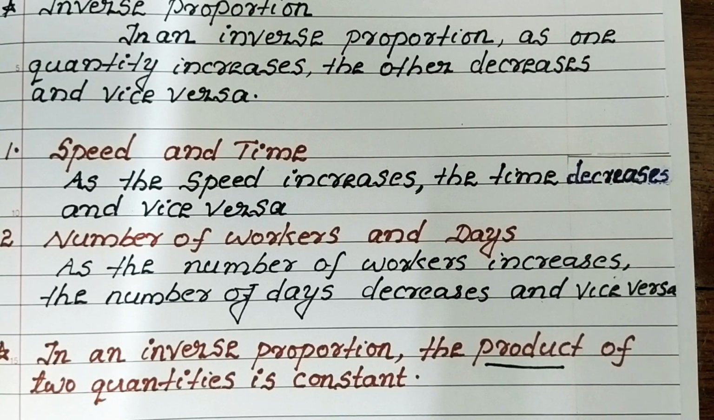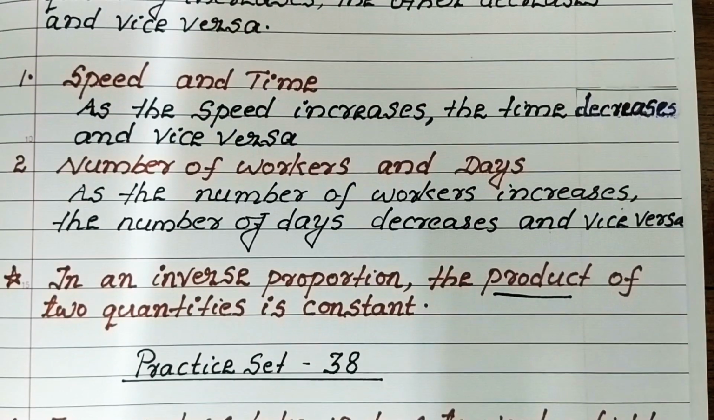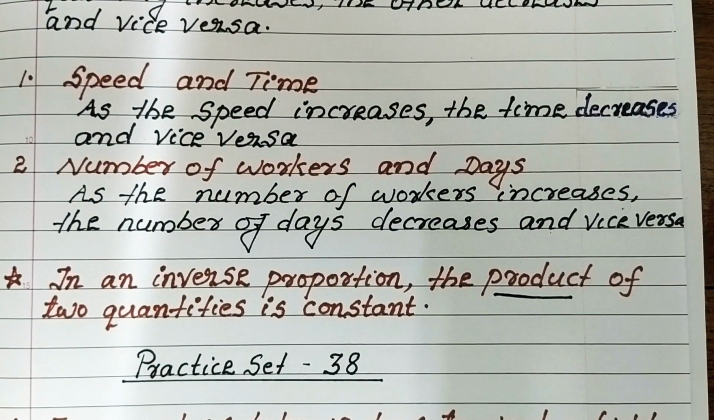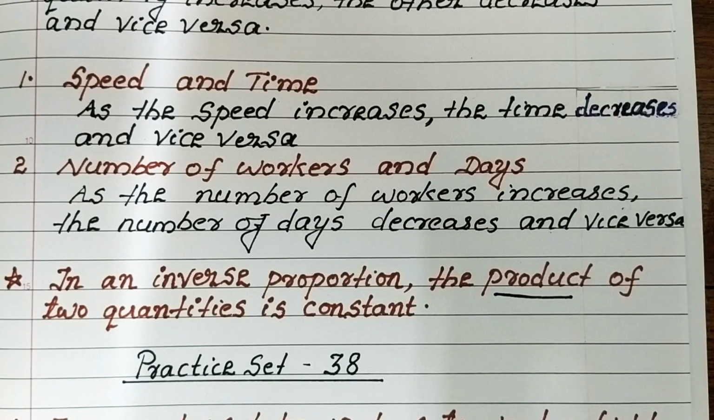Number of workers and days. If more workers are there, they can complete the work in fewer days. As the number of workers increases, the number of days decreases and vice versa. In an inverse proportion, the product of two quantities is constant.